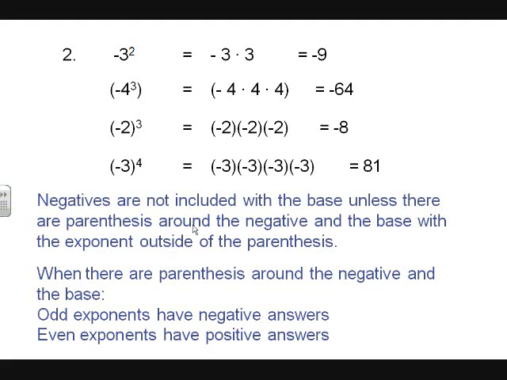Now going back up to the first part of this rule, the exponent has to be outside of the parentheses. Notice right here with the exponent inside of the parentheses, it still did not make this negative go with the base. The exponent has to be on the outside of the parentheses for the negative to be included with the base. And then once again, that last part, just reiterating that if we have an odd exponent, it'll be a negative answer, and even is going to be a positive answer when the parentheses are around the negative and the base. So once again, the parentheses have to be around the negative and the base, and the exponent has to be on the outside for this to happen.